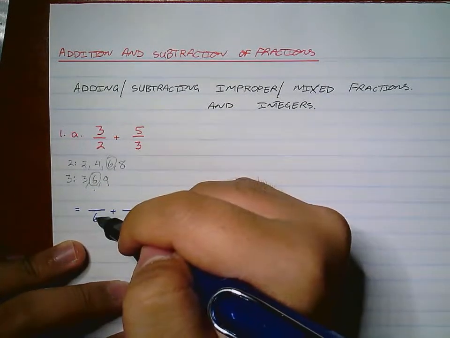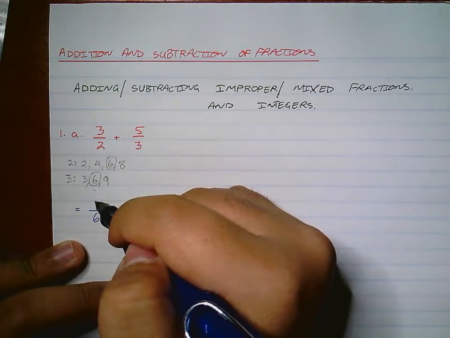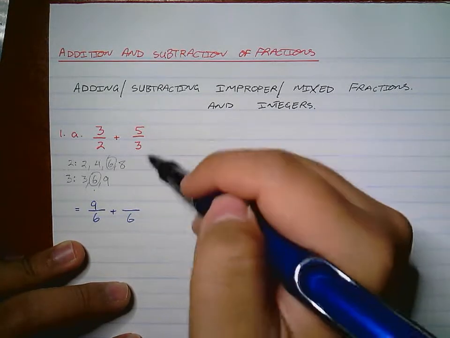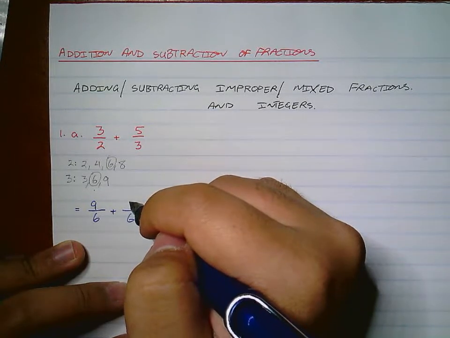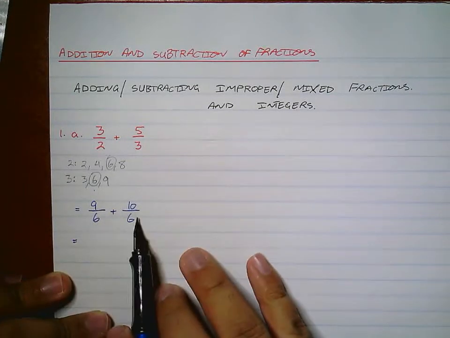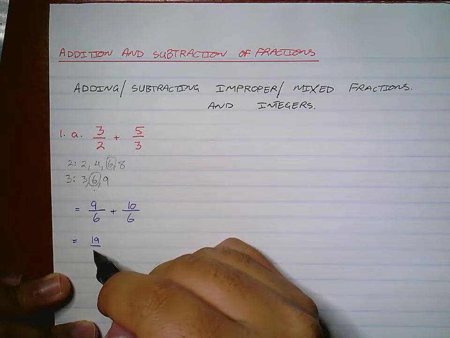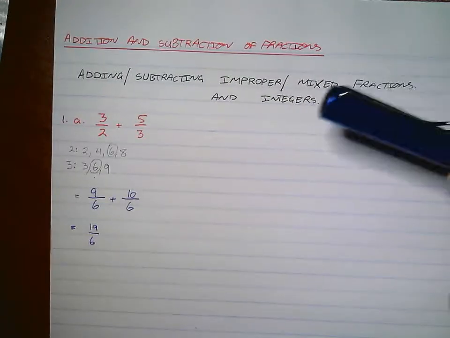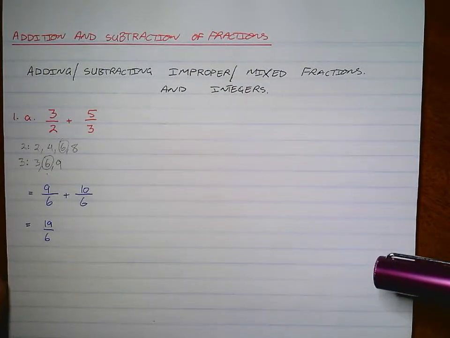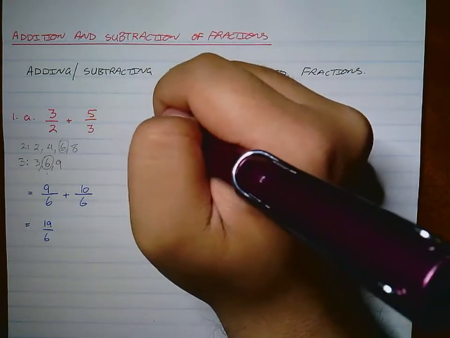2 to become 6, we need to multiply by 3. 3 times 3 is 9. 3 to become 6, we need to multiply it by 2. 5 times 2 is 10. Since they have the same denominator, we can add these. 9 plus 10 is 19 over 6. And we're going to leave it as an improper fraction. As you can see, it still follows the exact same principles of any other addition or subtraction of fractions.